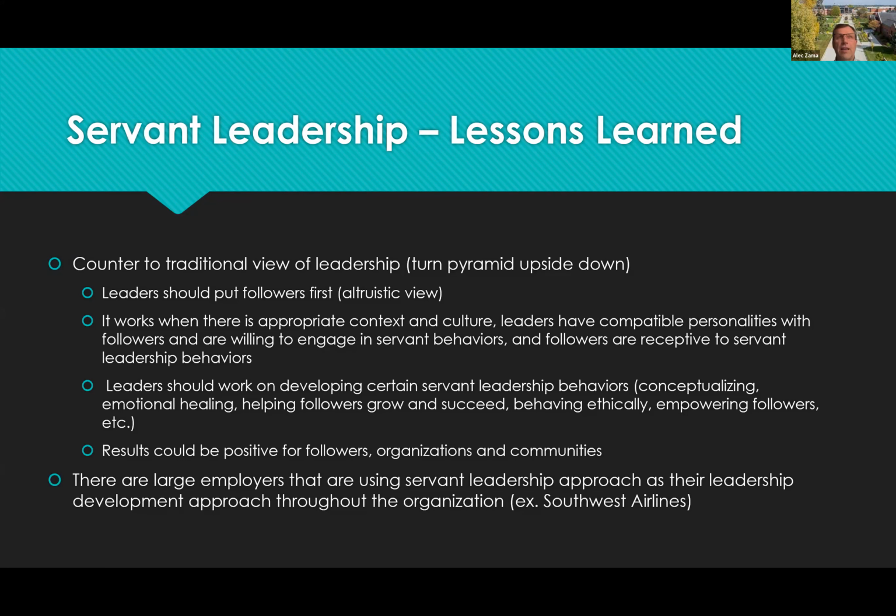I know there are probably some people who think that this will not work in a market-oriented economy. We have evidence of large corporations that have used this approach to leadership and their practice of leadership, for example, Southwest Airlines, TD Industries, and other corporations that have achieved positive results.